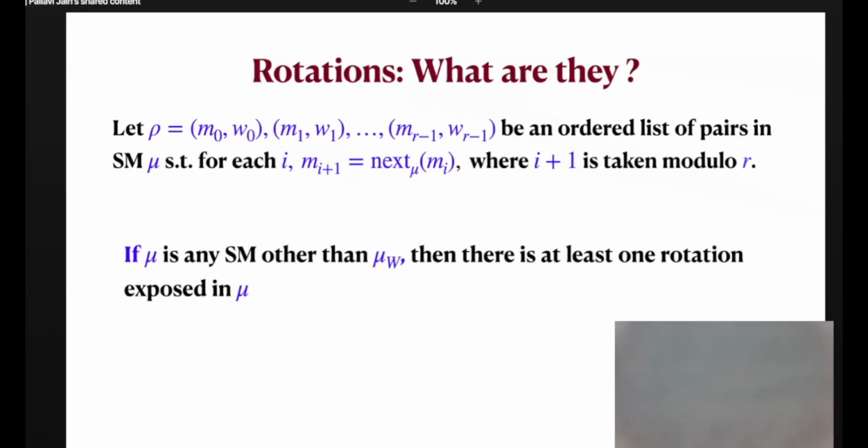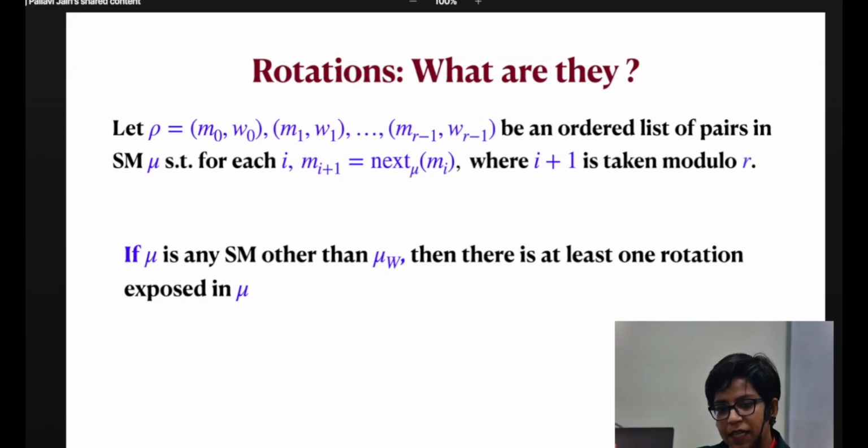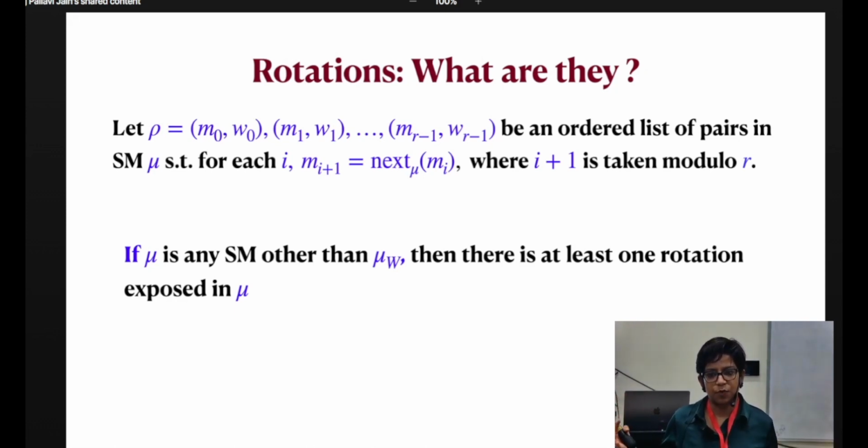Isn't the rotation achievable in every stable match? This property basically says that if you have at least two stable matchings, there will be some rotation exposed in the man optimal stable matching, right? I have not said anything more than that.